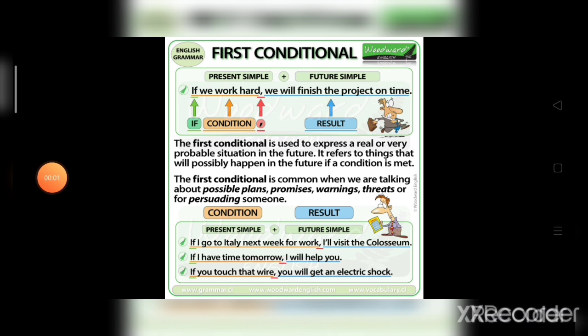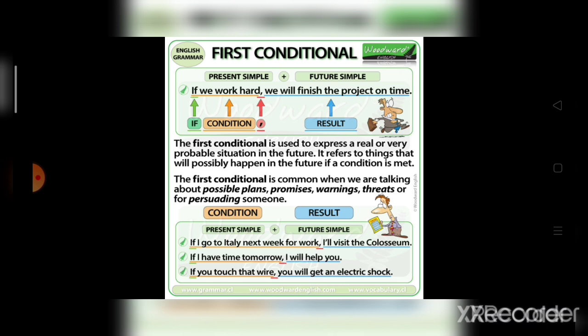Let us learn about the type 1 conditional clause. This type of conditional clause is used to express a real or very probable situation in the future. That is, it is used to talk about possible future events and their likely results. In this type of conditional clause, there is an if clause and a main clause. The sentence patterns follow cause and effect, or conditions and their results or consequences.